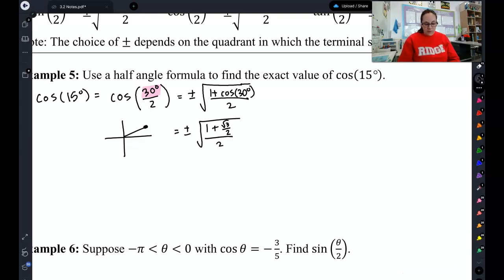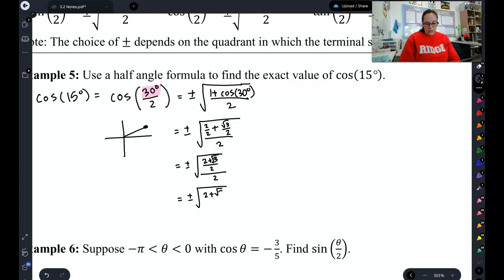I need to simplify this, which means the 1 needs a common denominator. So I'm going to change that 1 to 2 over 2. So then they have a common denominator, which means I can combine the numerators. And now that I've combined my fractions, I can do keep, switch, flip, which gives me 2 plus root 3 over 4.